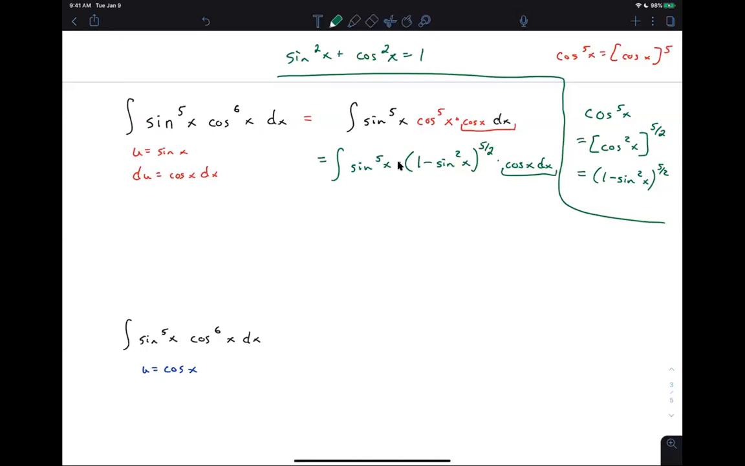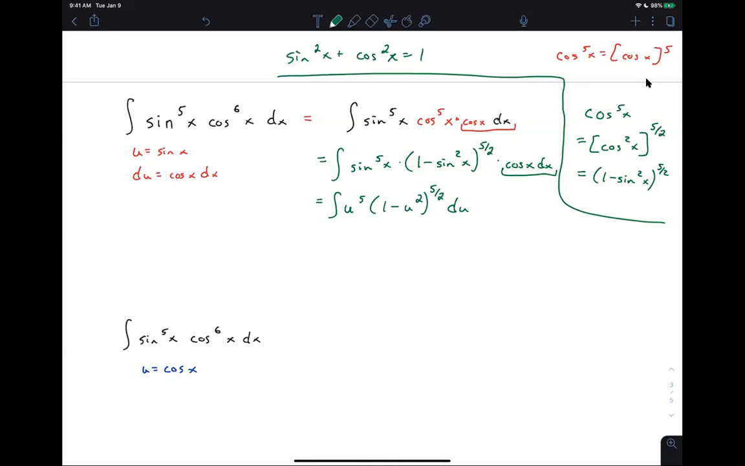I'm going to give you a few seconds. I want you to write what the next step is, where everything's in terms of u and du rather than x. So write the next step in terms of u and du, and then don't go further, and check it with me in just a second. So we should get it looking like that because u is sine x. So we get u to the 5th, and then 1 minus u squared to the 5/2, and then the cosine x dx, that's du. Does everybody follow that? Any questions to there?